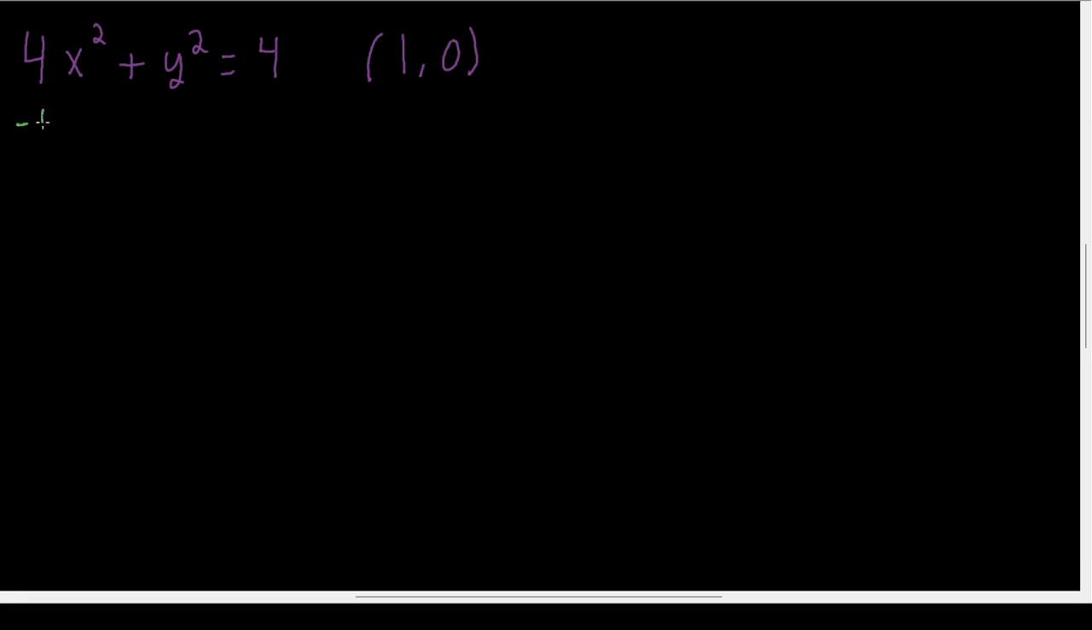So we're going to subtract 4x squared on both sides. That'll give us y squared is equal to 4 minus 4x squared. Next up, we're going to take the square root on both sides. And that's going to leave us with y is equal to plus or minus the square root of 4 minus 4x squared.